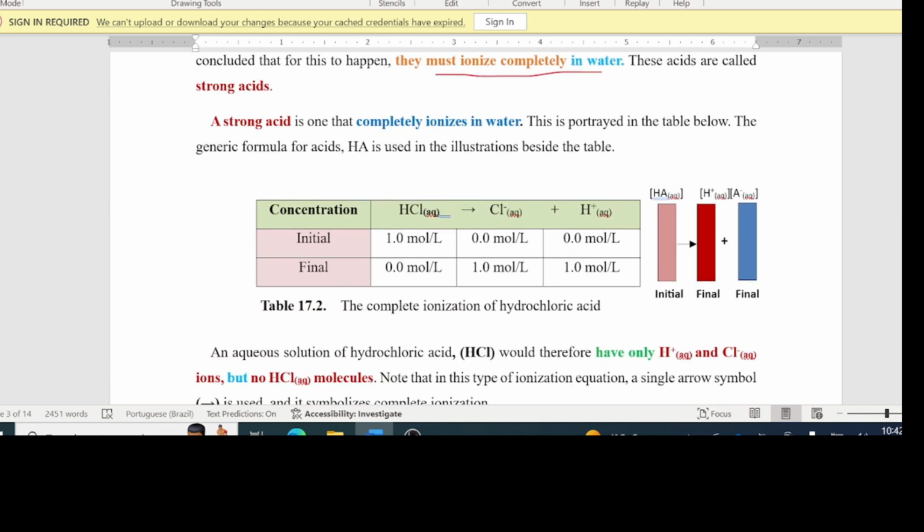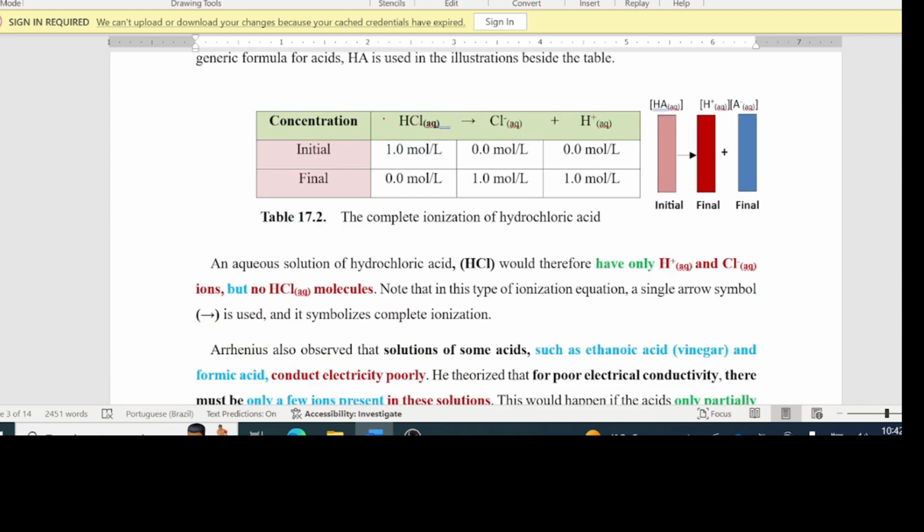So this is a little table showing you here the initial concentration of HCl, hydrochloric acid. That's initial. Initially, you don't have any of these, because you didn't ionize it. Finally, as it ionizes, you won't have any HCl molecules remaining, because they all ionize to give you chloride ions and hydrogen ions. So this was the initial, and these are final concentrations of your chloride and hydrogen ions.